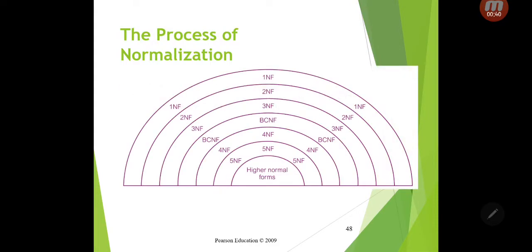Roughly this is the process of normalization. We go from unnormalized form to first normalized form, second normalized form, third normalized form, Boyce-Codd normalized form, fourth and more higher normalized forms. But in our class, we just cover until the third normalized form. Okay, this is the process of normalization.